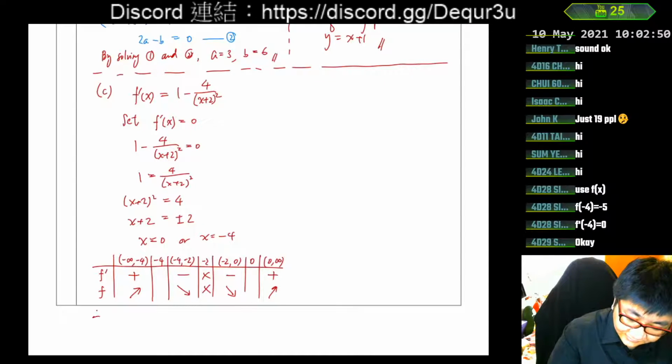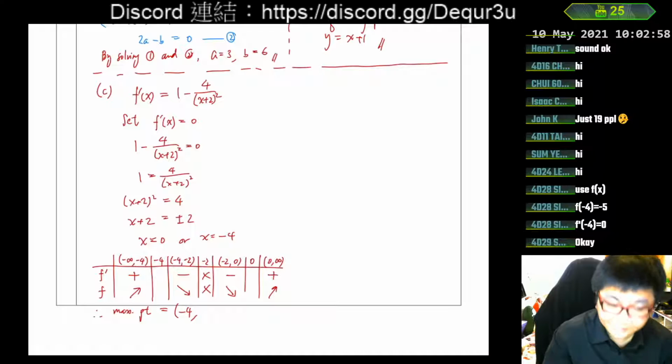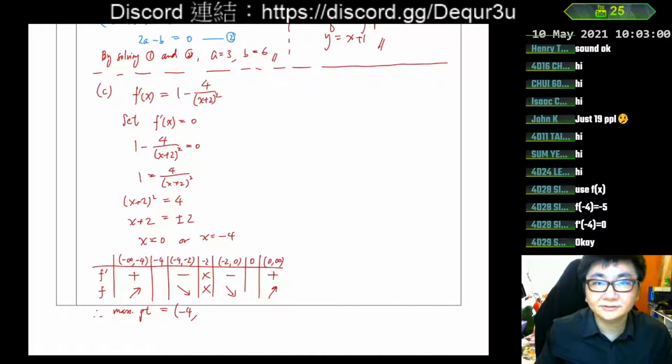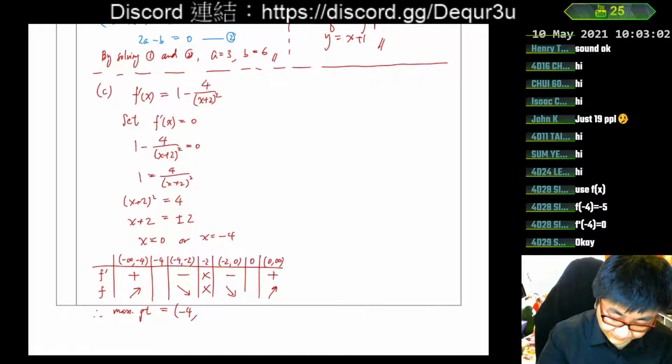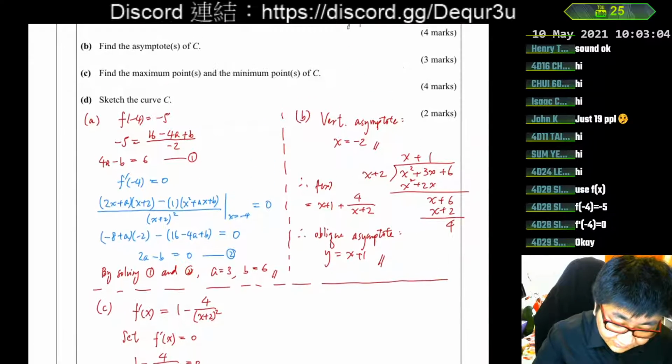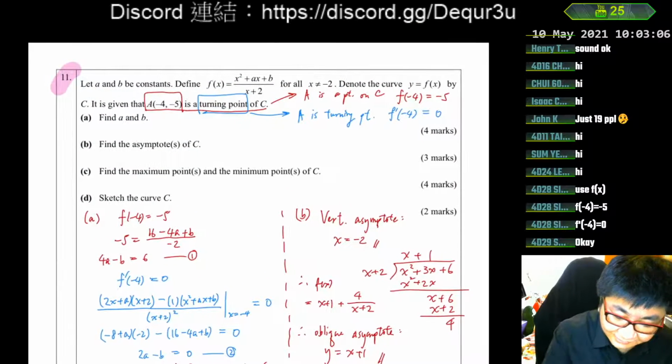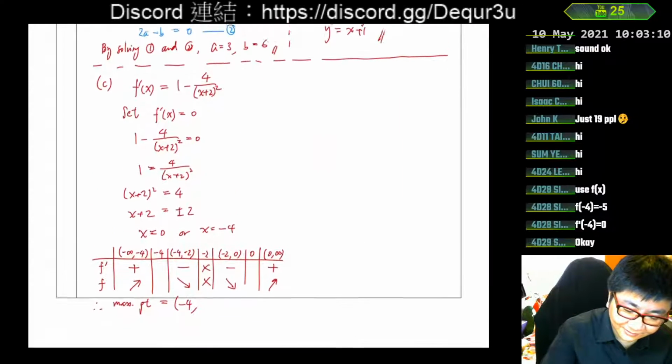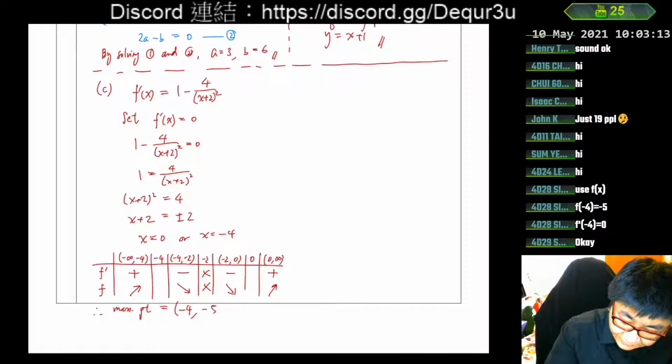And so to conclude, the maximum point is equal to negative 4, and then put also the negative 4 into the original question. Put negative 4 into here, but this one we don't need to do because it is given negative 4, negative 5, and it's also the information given, so it matches with our calculation. And the minimum point, this one we need to calculate.